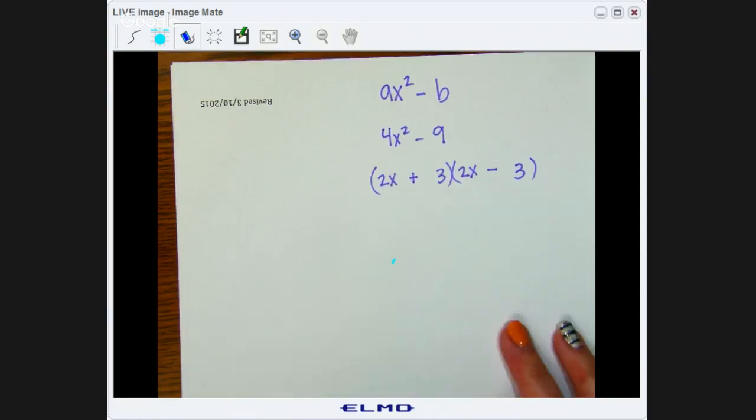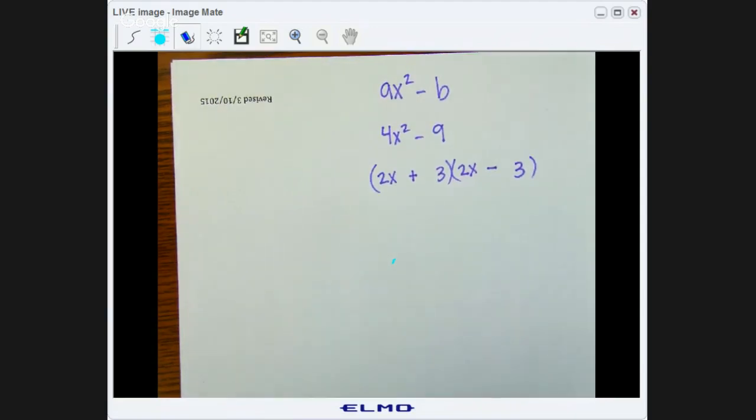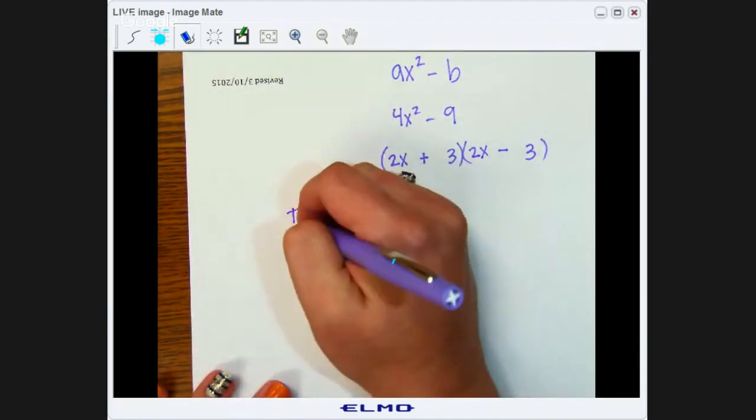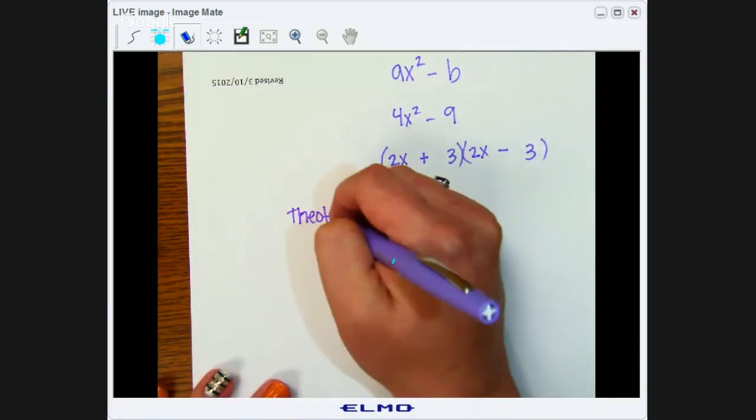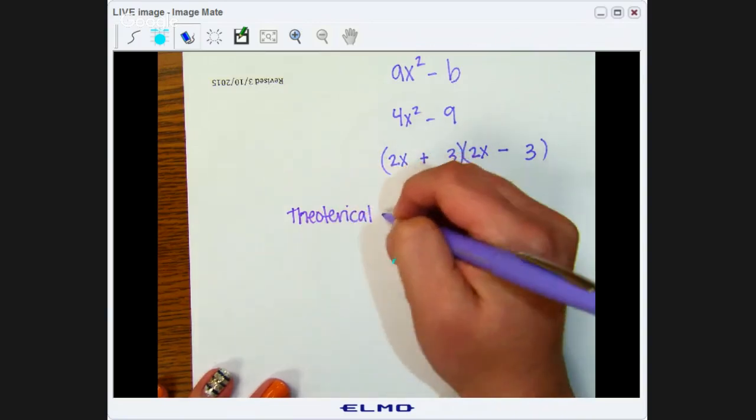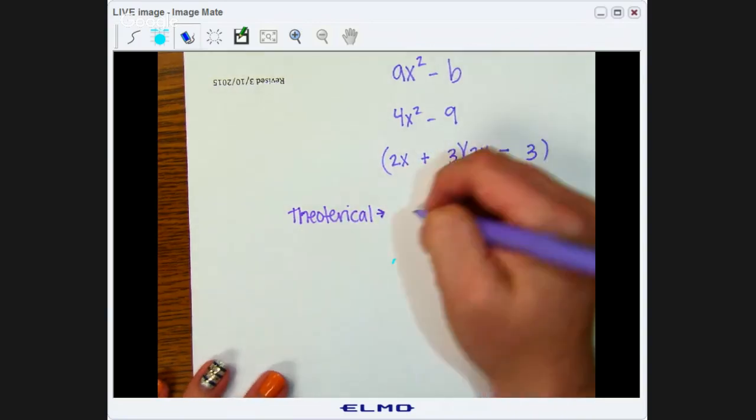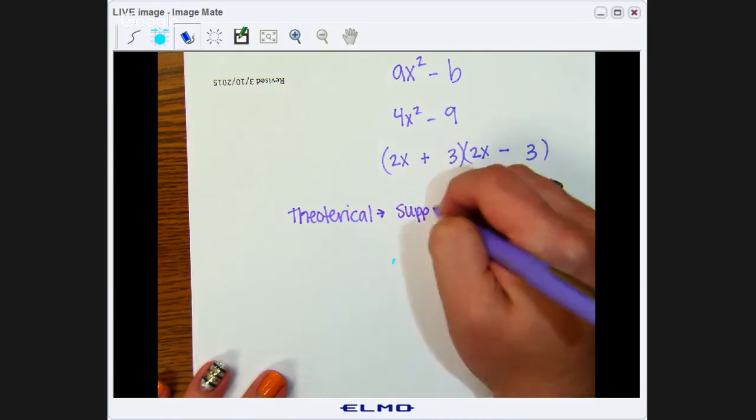The next one is back to probability. So back on the probability part of your packet, the only thing that's going to be asked of you, I believe, I should probably take it out and look at it, is theoretical and experimental probability. Theoretical, again, means what's supposed to happen, what's predicted to happen based on your possible outcomes. So this is what is supposed to happen.